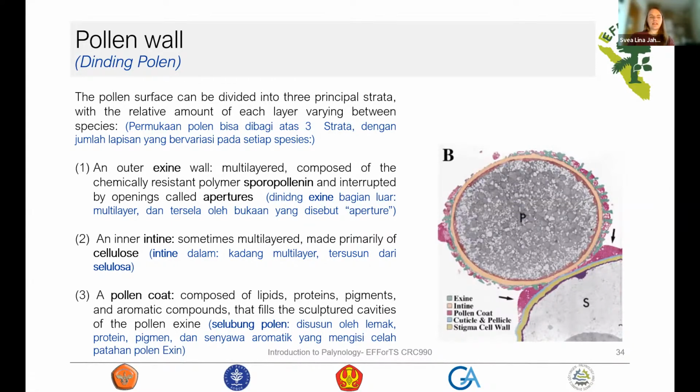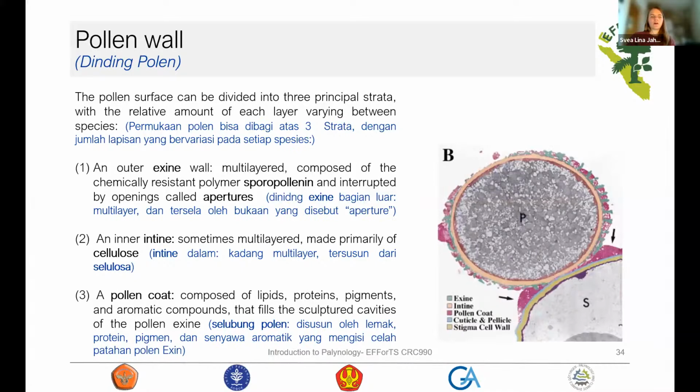And then we have the inner intine, which usually is also multi-layered, but majorly made out of cellulose, which we can still find also after decay. However, sometimes it is removed already with time or with chemicals.